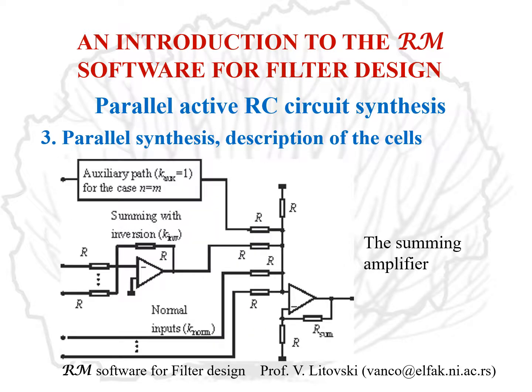Here is the schematic of the summing amplifier. On the top is shown the short circuit, the auxiliary path when the order of the numerator and denominator are equal. This will be absent if that is not the case. So this is the case only in high-pass filters and band-stop filters.